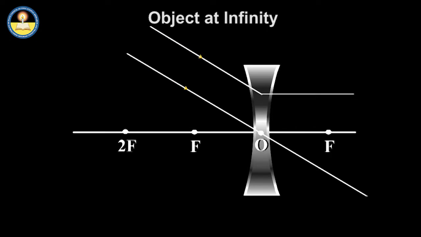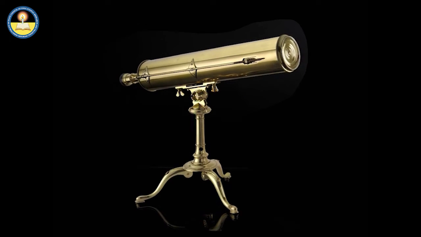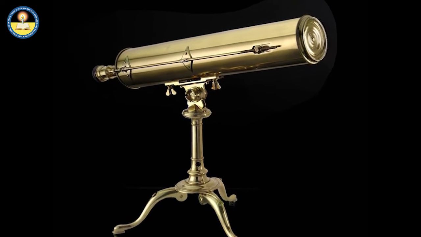In this situation, two rays never intersect each other, but when produced backward, they meet at a point which is on the focal plane passing through the second focus of the lens. Therefore, a virtual, erect and highly diminished image is obtained at the second focus, that is, on the side of the object. This type of image formation is used in Galilean telescope.